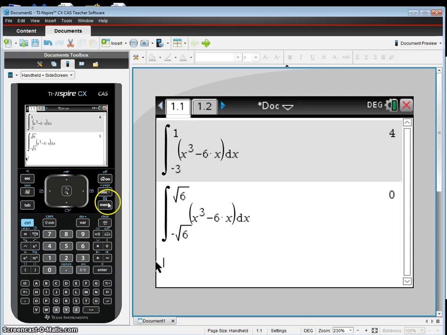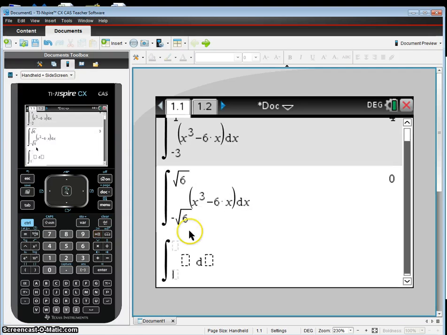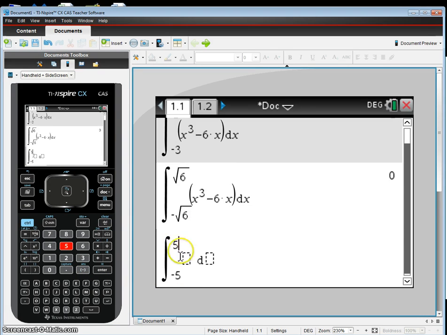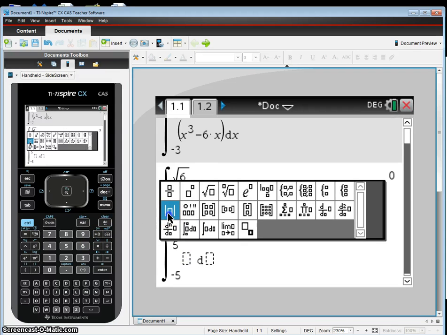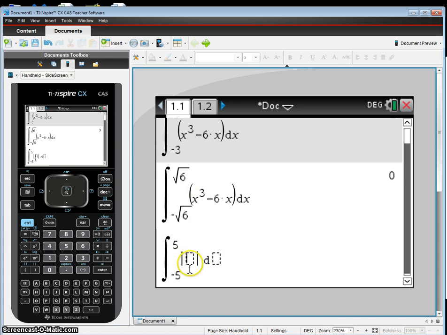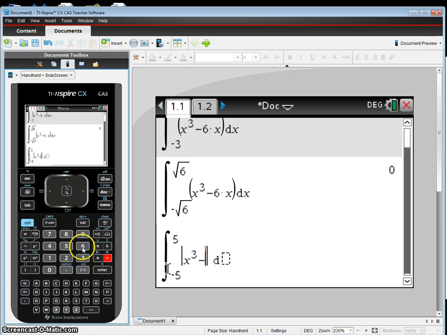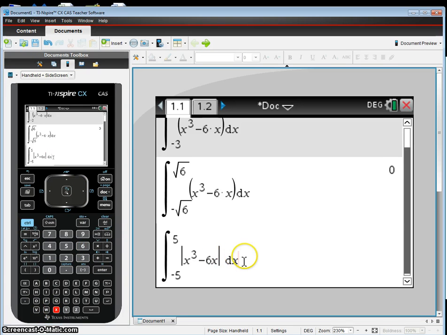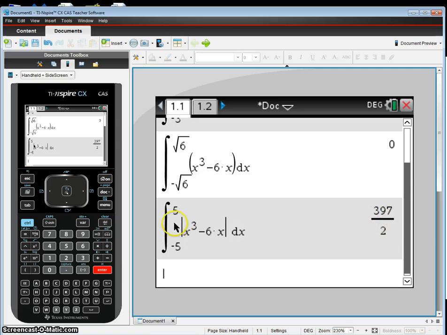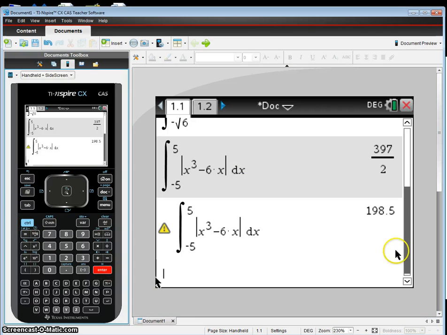All right, let's try another one here. Click on this little button again, and let's do negative 5 to 5 of an absolute value function. Absolute value can be found in here. Let's use the same function, but take the absolute value of it. So the absolute value of x cubed minus 6x dx. And look at how accurate that is. In a non-CAS version, it's going to give me a decimal. Let me hit Control Enter, and I get 198.5.